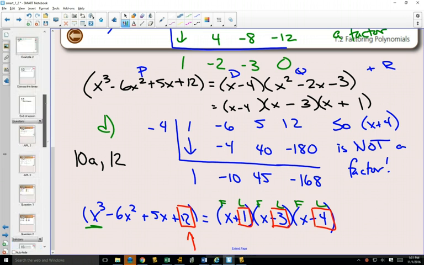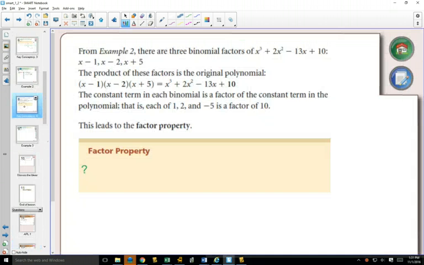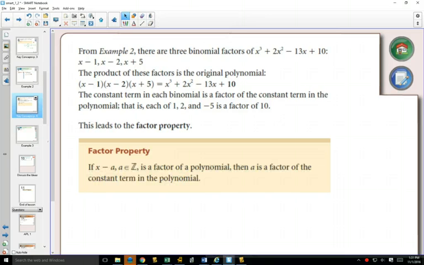Now, this idea is listed on the bottom of page 18, and it's called the factor property. The factor property says if something is a factor, then that number has to divide the last term, or the constant term, in our polynomial as well.